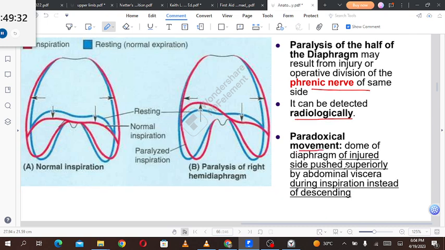The dome of the diaphragm of the injured side is pushed superiorly by the abdominal viscera during inspiration instead of descending, as you can see here. When this part of the normal functioning diaphragm is pushed downwards, the gastric viscera that is present over here, or the abdominal viscera, will be pushing the paralyzed side upwards. So this side on inspiration will be moving upward instead of moving downwards. So this is a paradoxical movement.